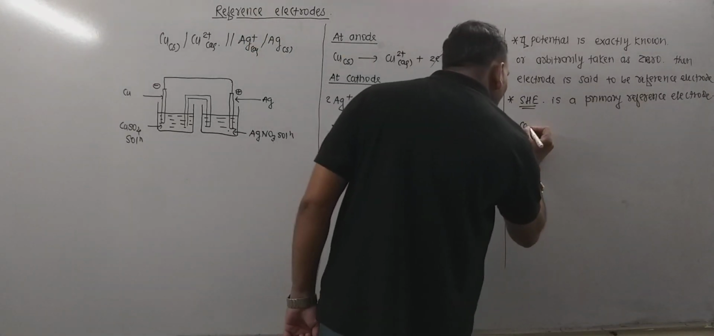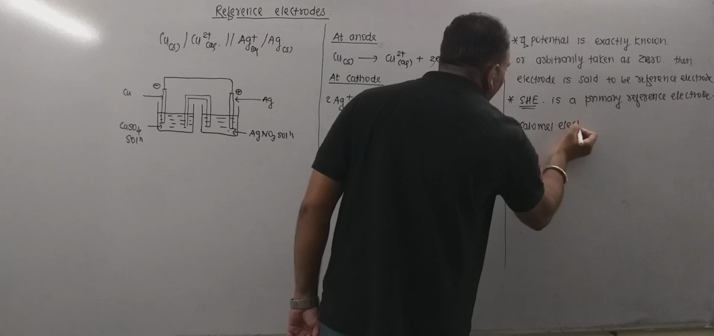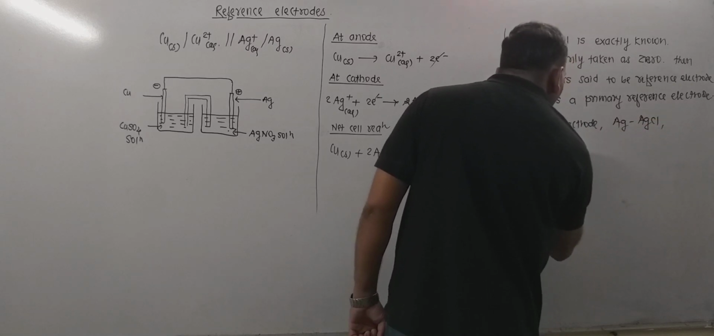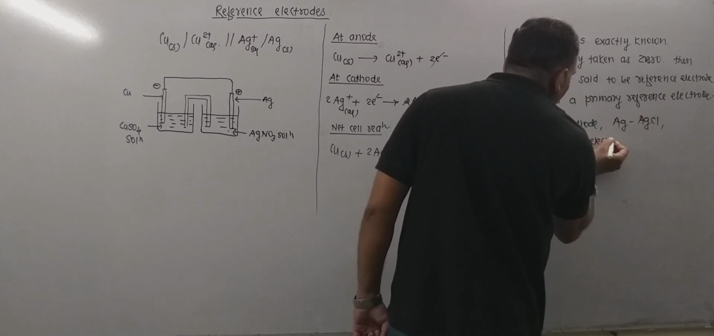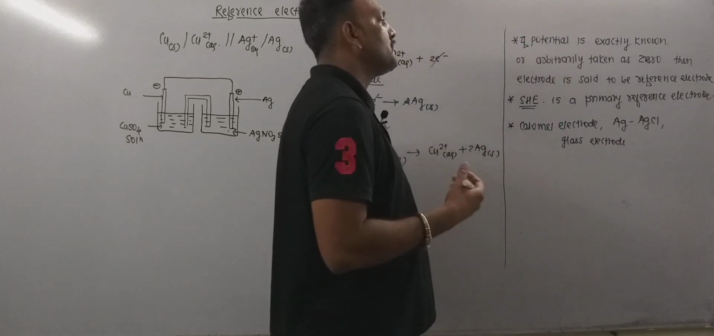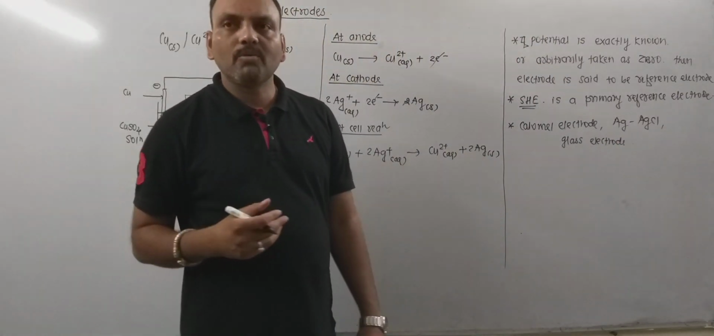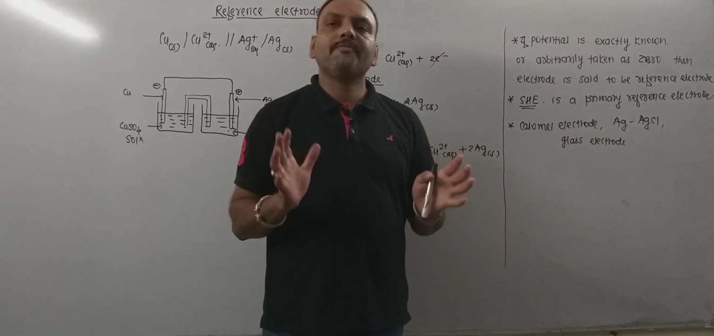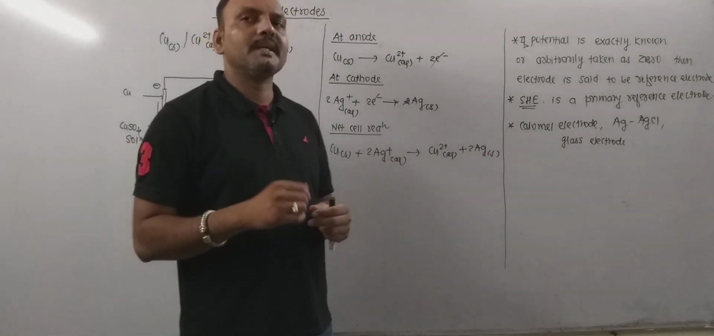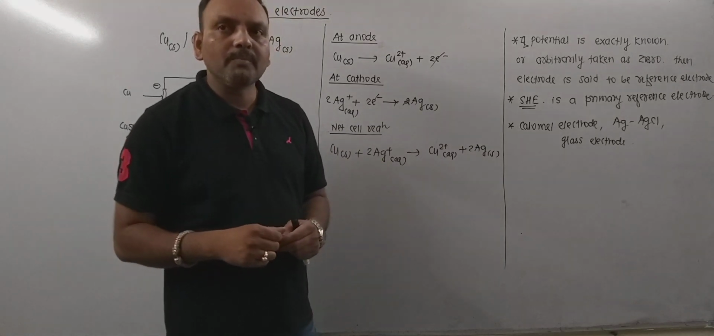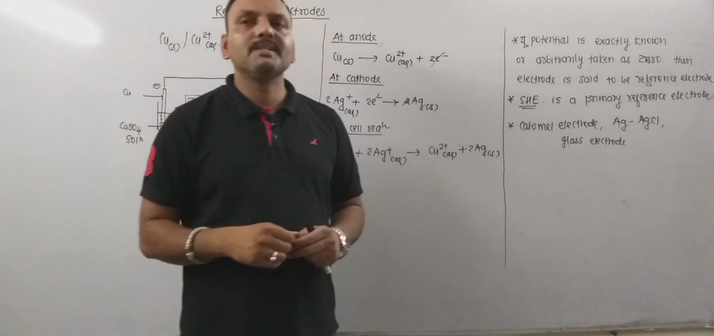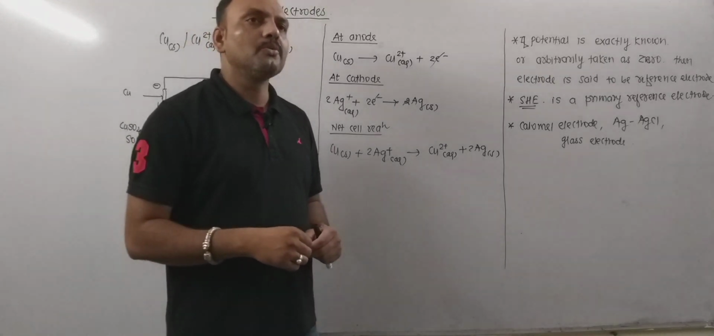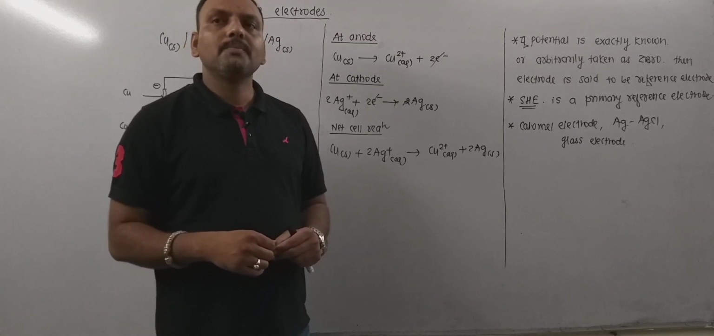For example, the calomel electrode, silver chloride electrode, and glass electrode. These are the secondary reference electrodes used instead of the standard hydrogen electrode, and the potentials of these electrodes are also known to us. So remember, if the potential of any electrode is known, then it is said to be a reference electrode. Either the potential should be known to us, or arbitrarily taken as 0 volt, and these reference electrodes are used to calculate the potential of a single electrode.